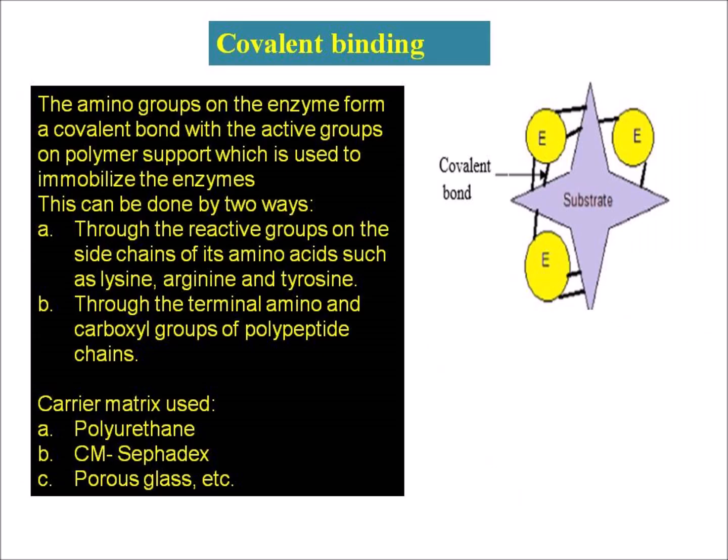Covalent binding. The amino groups on the enzyme form a covalent bond with the active groups on polymer support which is used to immobilize the enzymes. This can be done in two ways. Through the reactive groups on the side chains of its amino acids such as lysine, arginine and tyrosine. Through the terminal amino and carboxyl group of polypeptide chains.